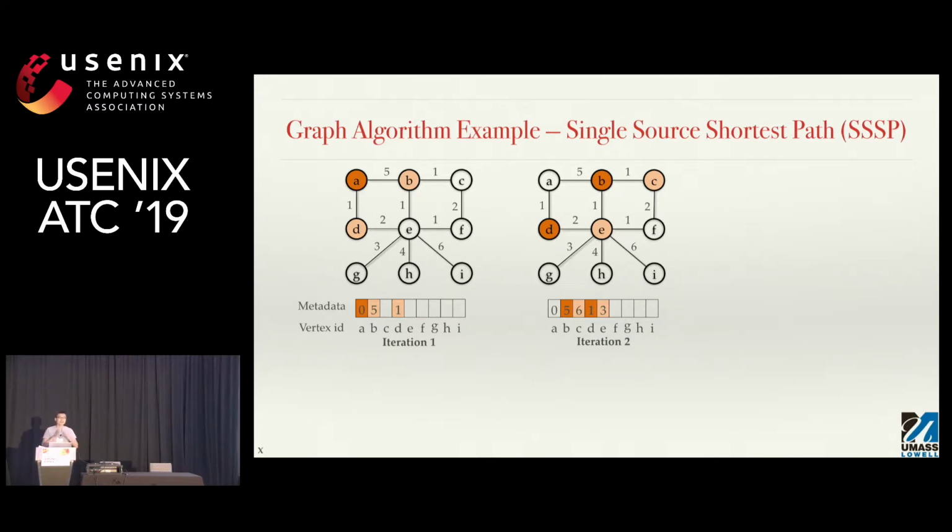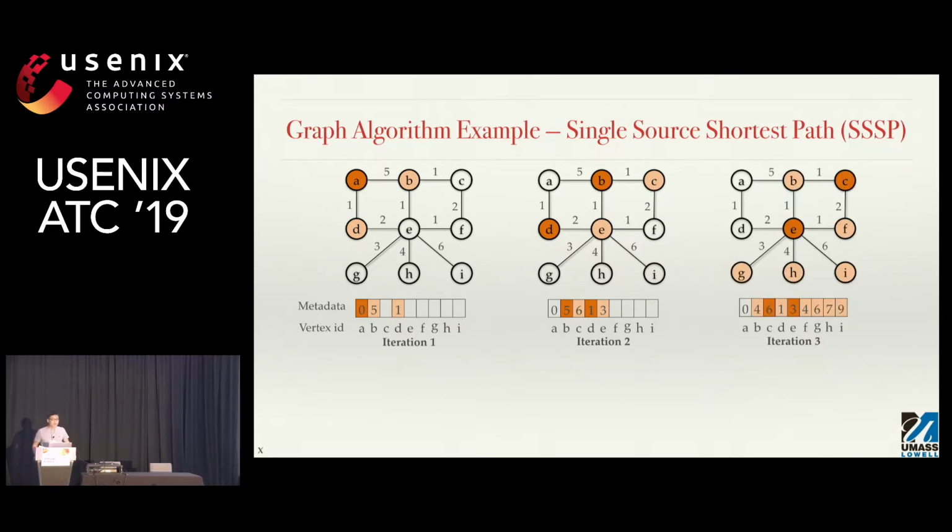The darker brown means the vertex is active right now, so you have to compute on this vertex. The slightly lighter ones just got updated in this iteration, which also means they are going to be active in the next iteration. Similarly, we work on B and D, and we get E and C being updated. You continue like this, and you get another one.